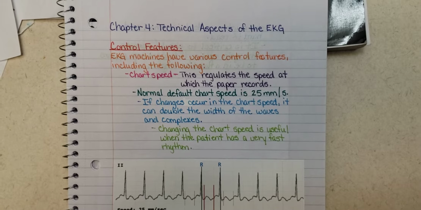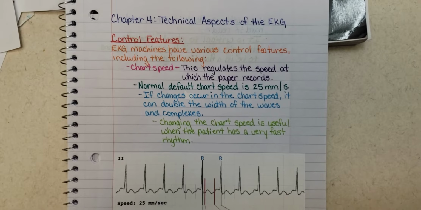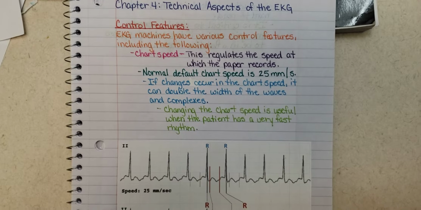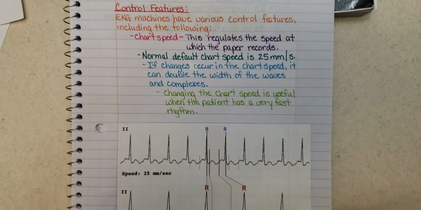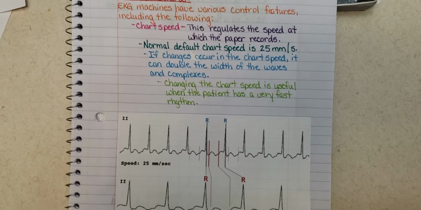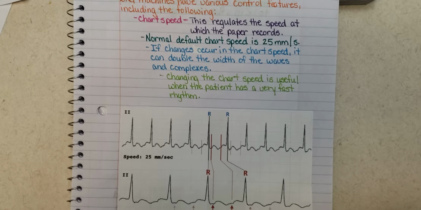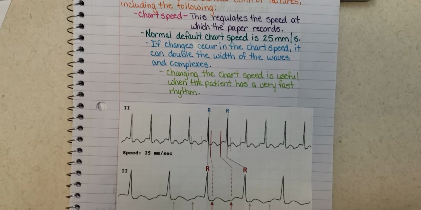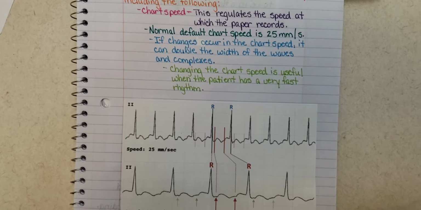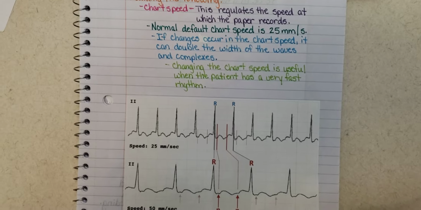First thing we're going to talk about is technical aspects of EKG Chapter 4. Control features. As we know, the EKG has various control features, including the following. Chart speed. This regulates the speed at which the paper records, where the normal default chart speed is 25 millimeters per second. If changes occur in the chart speed, it can double the width of the waves and complexes.